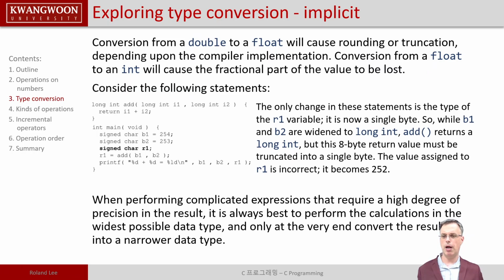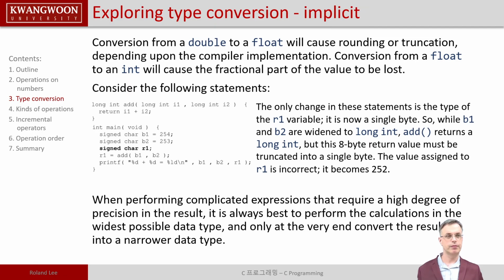Conversion from a double to a float will cause rounding or truncation depending upon the compiler implementation. Conversion from a float to an int, so integer, will cause a fractional part of the value to be lost.